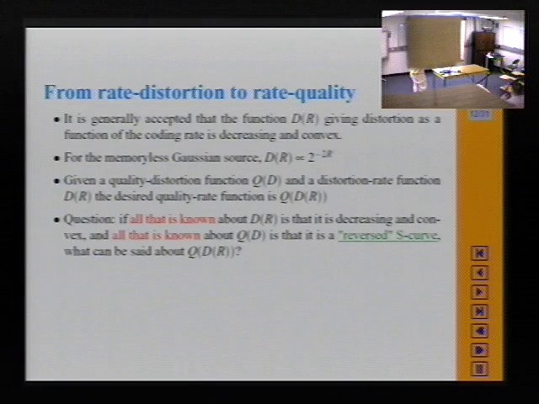But we haven't completely gotten it because we need to know more about this function. We don't want to leave it expressed like that. We could, but I don't think it's nice to do it in that fashion. So what we have is the following. If all that is known about the DR curve is that it's decreasing and convex, and all that is known about the QD curve is that it is a reverse S curve, the one we showed, what can be said about the composite function Q of D of R? Because that's the function we want.